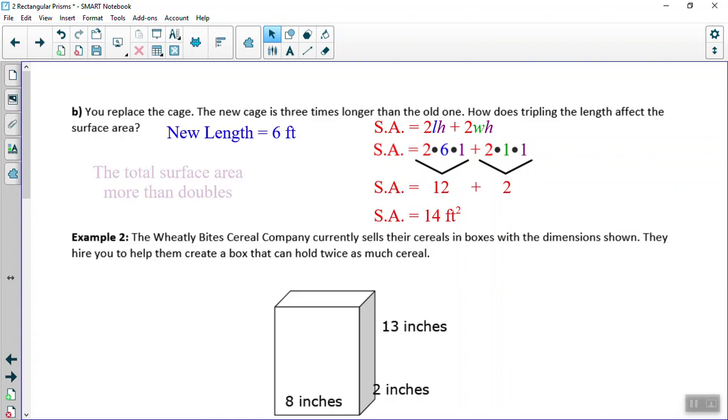So we can say that the total surface area more than doubles, right? It went from 6 to 14. So it increased by 8 square feet. So the surface area more than doubles. We tripled the length, my surface area more than doubled. Right? It increased by 8 square feet.